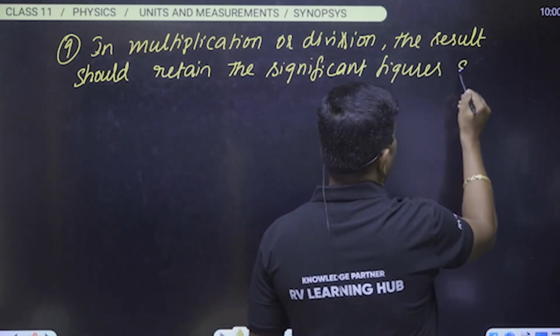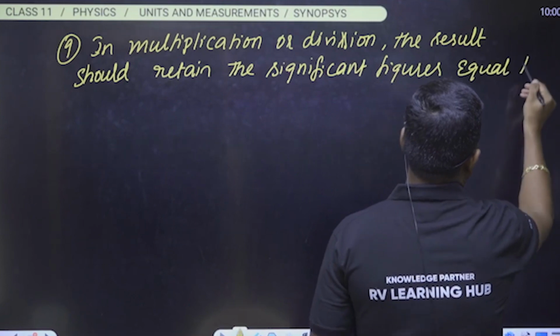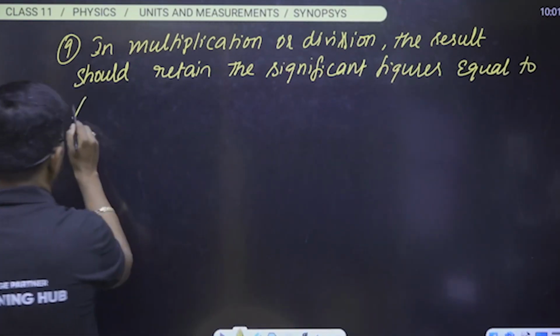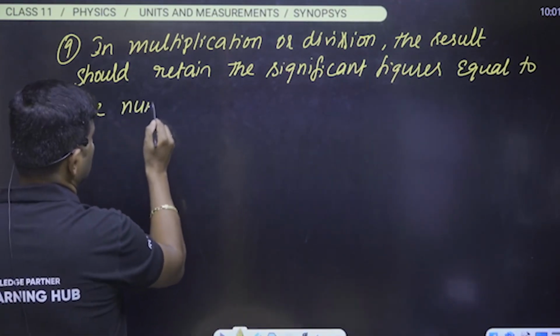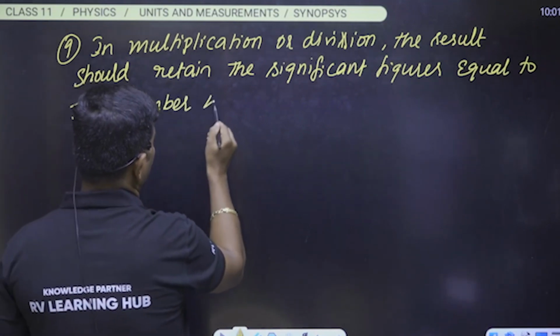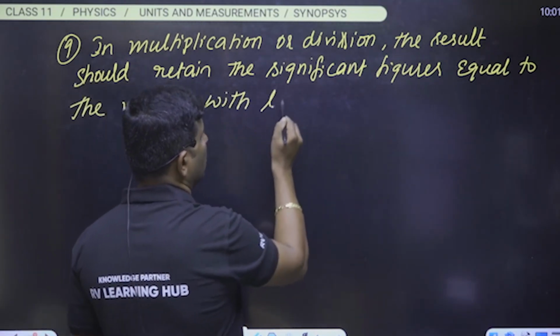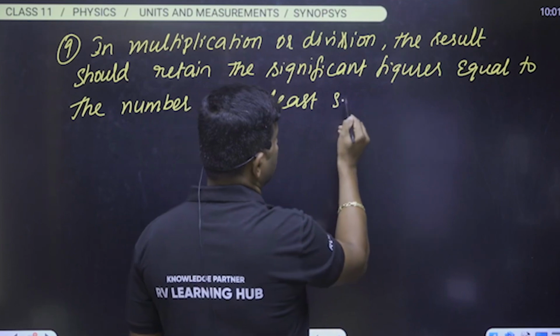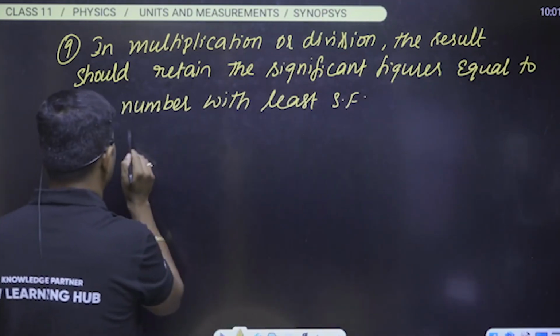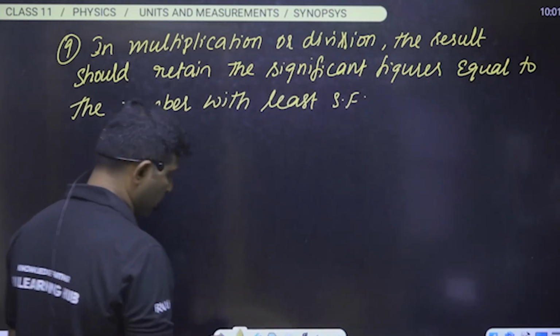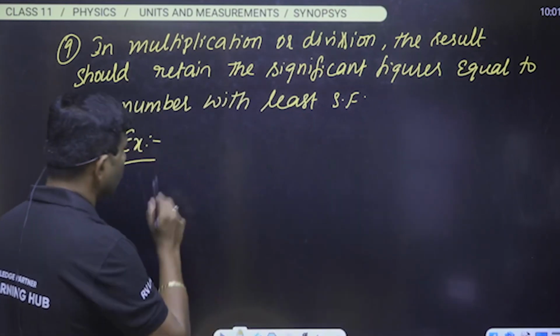Significant figures equal to the number with least significant figures. So we can give an example for that also.